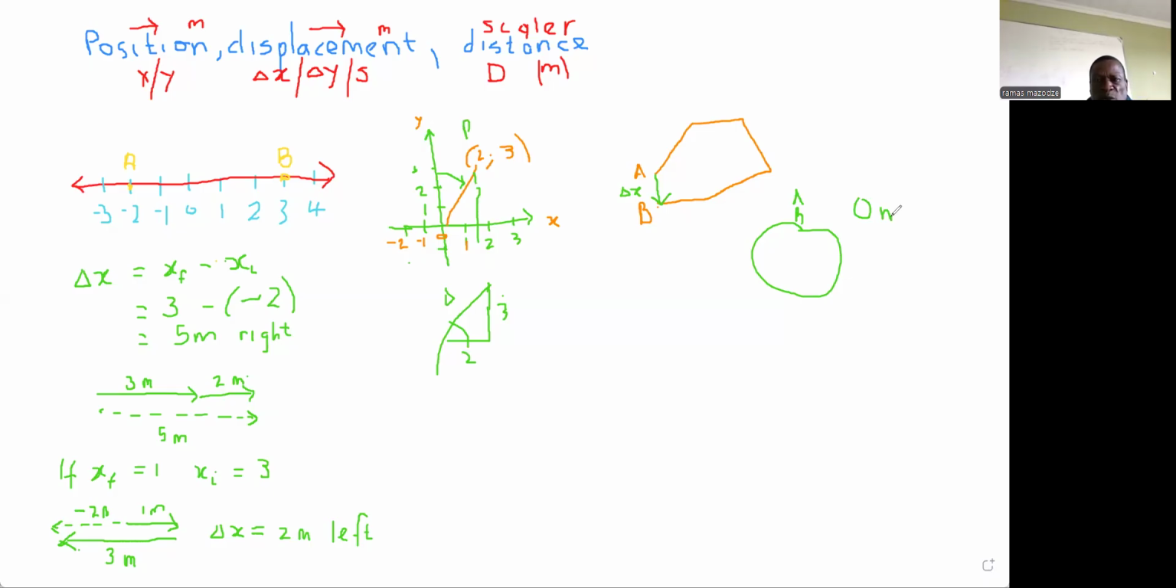All I can encourage you to do is please, after you have listened to this video, take some exercises on position, displacement, and see if you're able to calculate it.